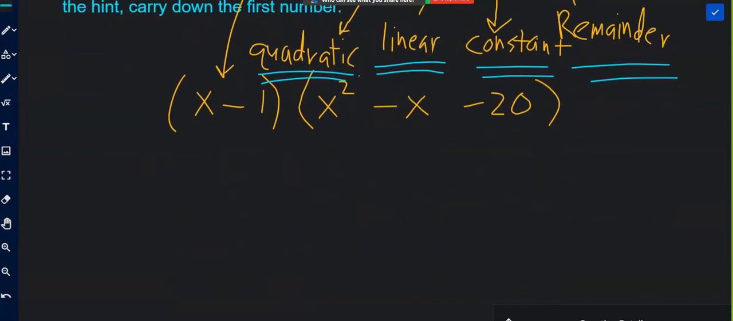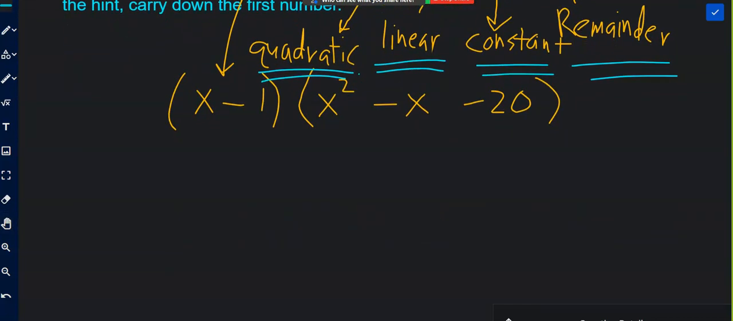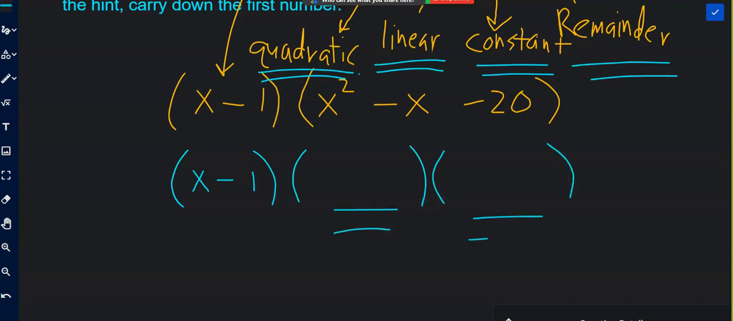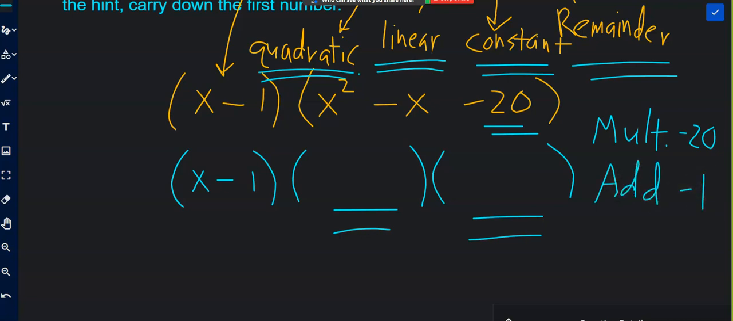Now, is this something you can continue to factor? Well, sure it is, right? We know we got x minus 1. What kind of numbers multiply together to give me negative 20, and add up to negative 1? Well, I'm hoping you'd say x minus 5 and x plus 4.